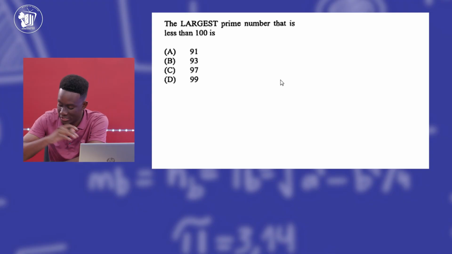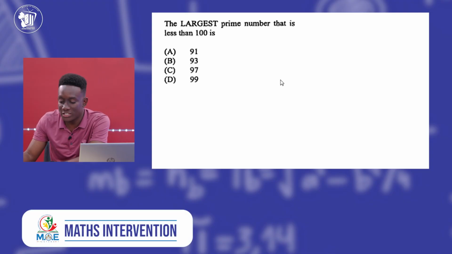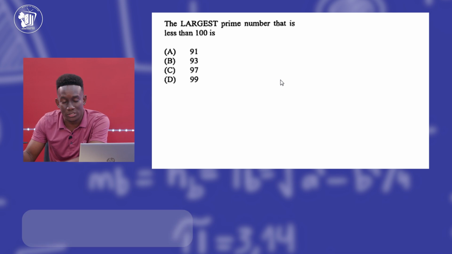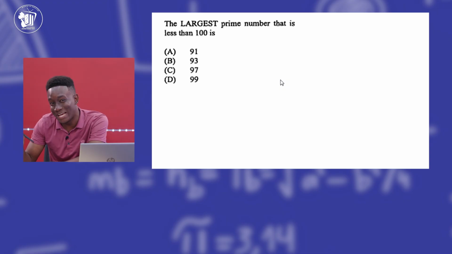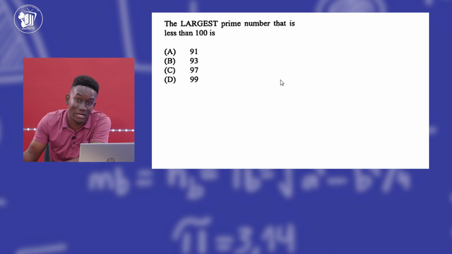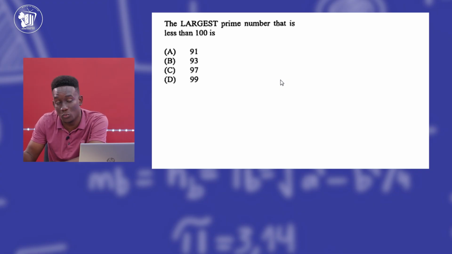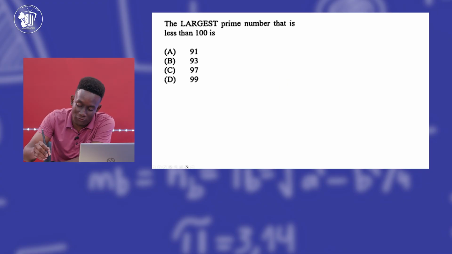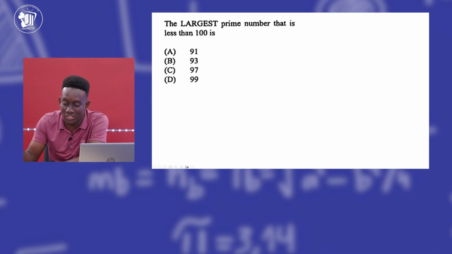The first question says, the largest prime number that is less than 100 is... First of all, what do we mean by prime numbers? Prime numbers are numbers that have only two factors, 1 and itself. For example, 2 is a prime number because the factors of 2 would be 1 and 2. 3 is a prime number, 5 is a prime number, and so on. From these options, they want the largest prime number.